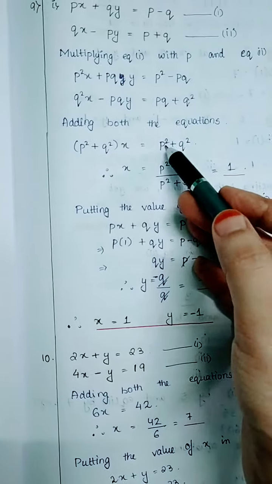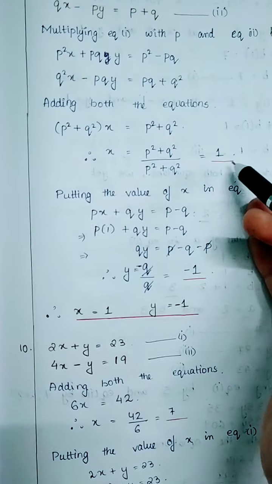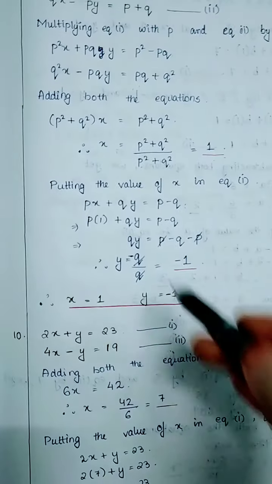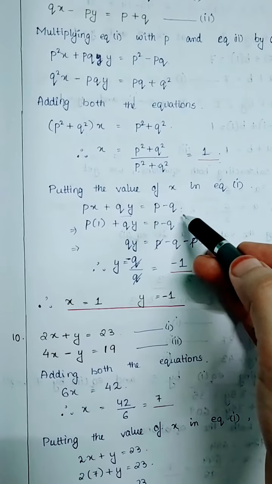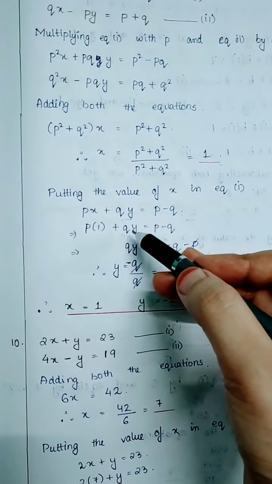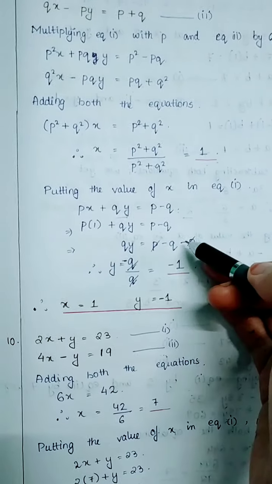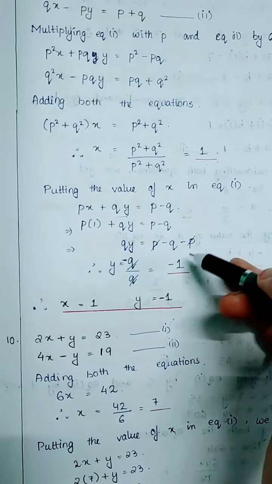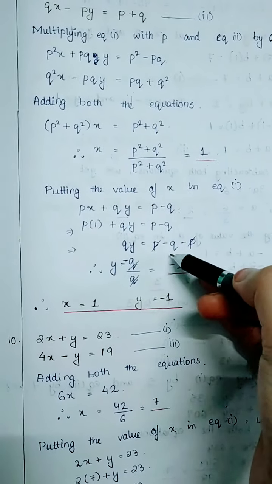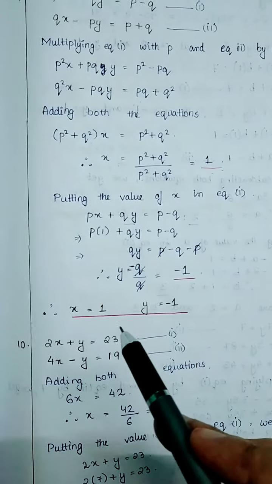Now x is equal to p square plus q square divided by p square plus q square, that is equal to 1. Now putting the value of x in equation 1, px plus qy is equal to p minus q. Now x is equal to 1, so we'll put it here. So p plus qy is equal to p minus q. Now this p will be shifted to the right hand side, so it will become minus p. Now p minus p will cut each other, so it will become minus q. Now this q will come on this side, so it will be divided: minus q upon q, that is equal to minus 1. So we have got the value of x is equal to 1 and y is equal to minus 1.